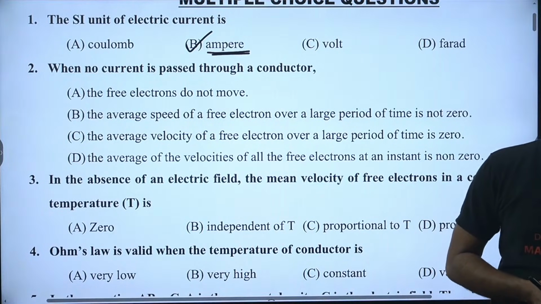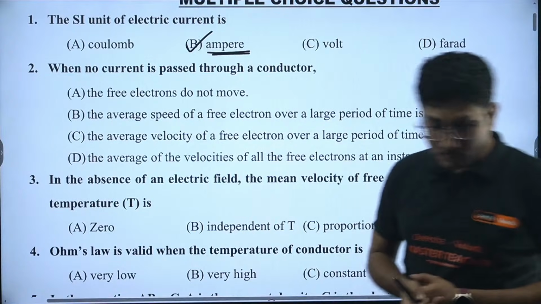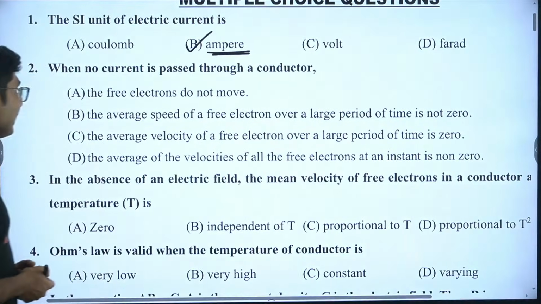Ishan is saying option C. Subbu Yadav, welcome Subbu. So what is the correct answer here?